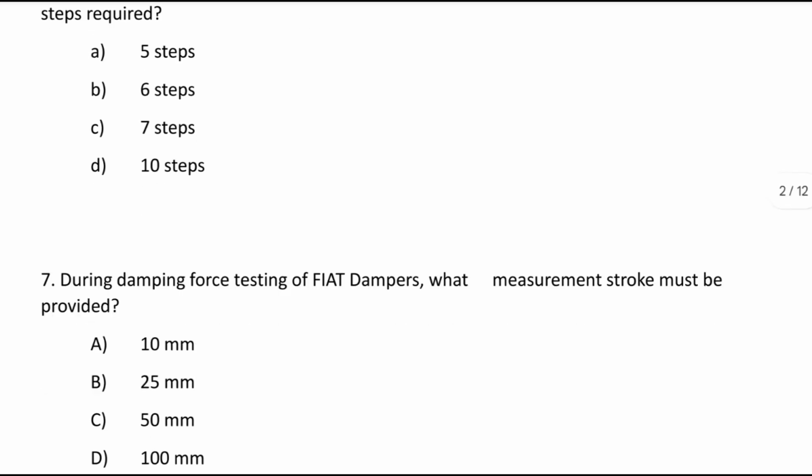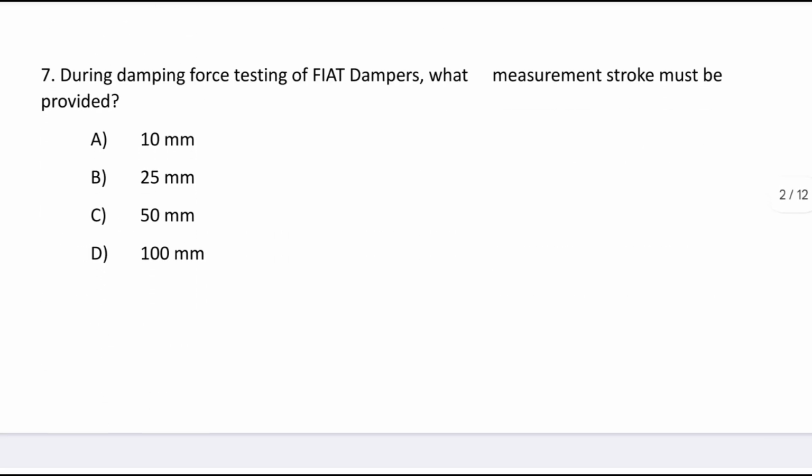7 steps. 7. During damping force testing of Fiat dampers, what measurement stroke must be provided? A. 10 mm. B. 25 mm. C. 50 mm. D. 100 mm.